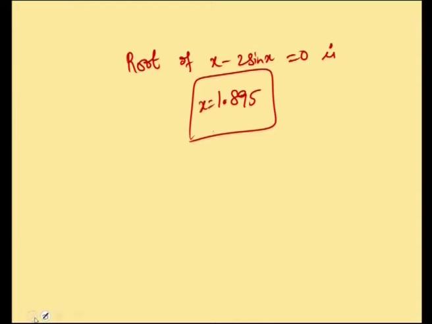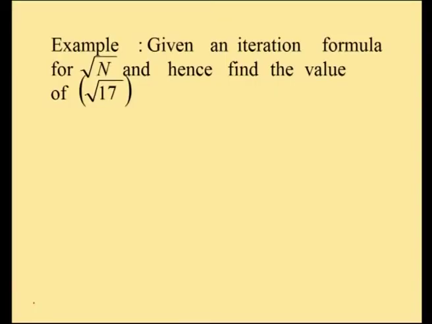Now, using the Newton-Raphson method, we can also find an iteration formula for the square root of n as well as the reciprocal of n. An iteration formula can be found for the 1 by pth root of n. For example, now we will find the iteration formula for root n, and using it let us find the root of 17. First of all, we shall find the iteration formula for root n.